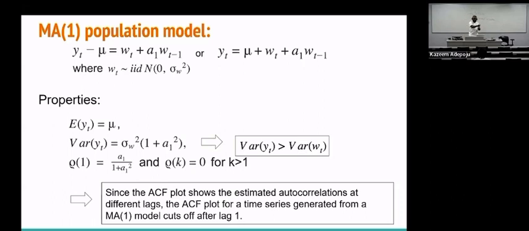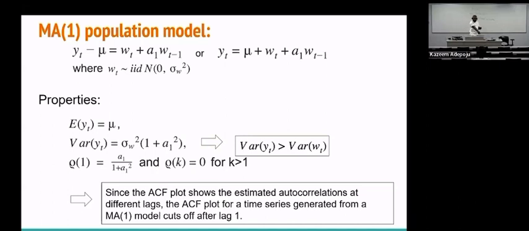What cuts off at a particular lag for the AR? What cuts off at a particular lag for the AR is the partial autocorrelation function plot. Does that make sense? For the AR, okay? In the autoregressive model, the ACF decays to 0, while the partial autocorrelation cuts off at a lag.